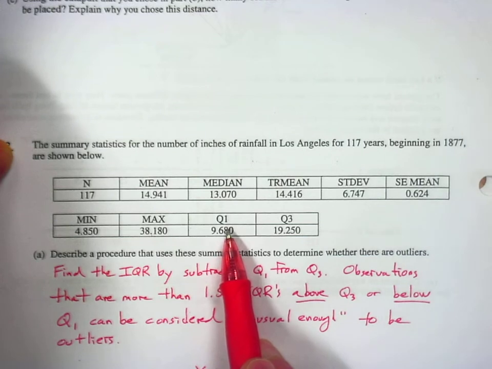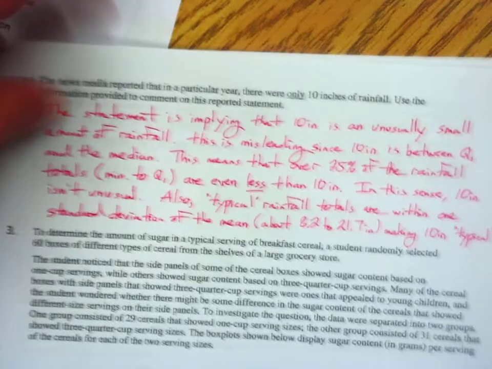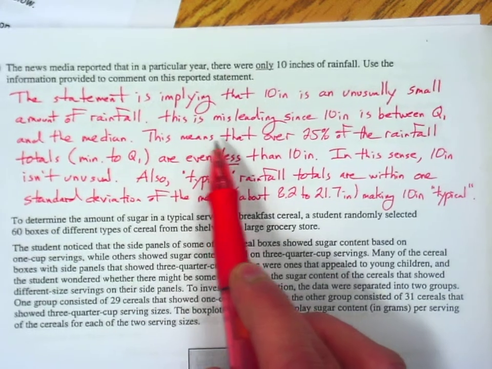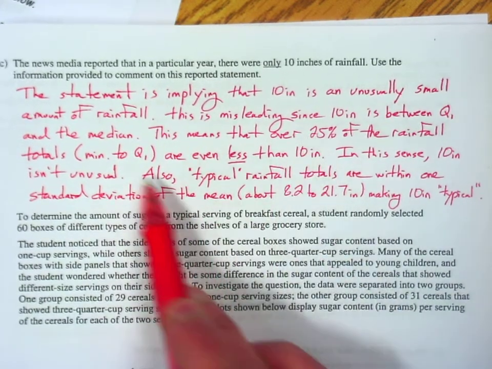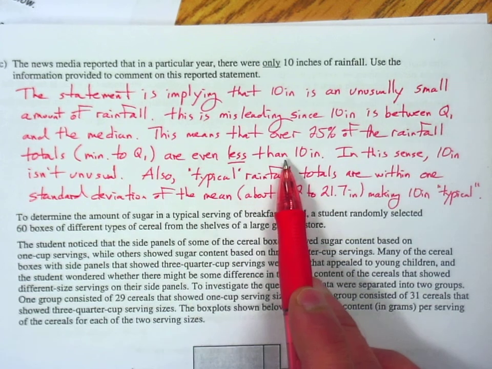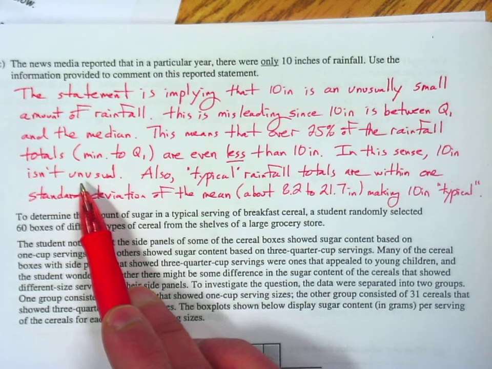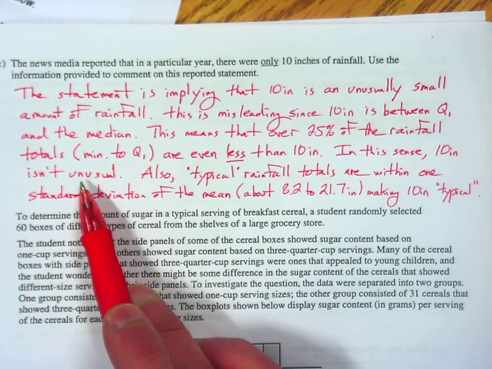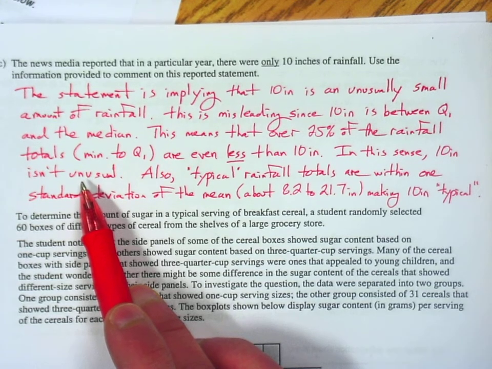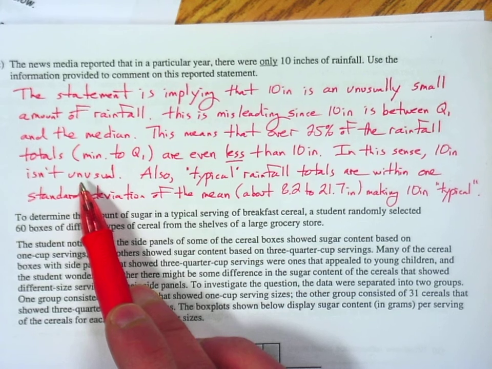That means that the first quarter of the data, between the minimum and Q1, is 25% of the data. At the very least, those years have rainfall that is less than 10. So that's what I am describing here. This means that over 25% of the rainfall totals from the min to Q1 are even less than 10 inches. So in that sense, 10 inches really isn't that unusual. At least 25% of the rainfall totals are even more extreme in that they are even less than 10 inches. That doesn't really make 10 inches that unusually small.